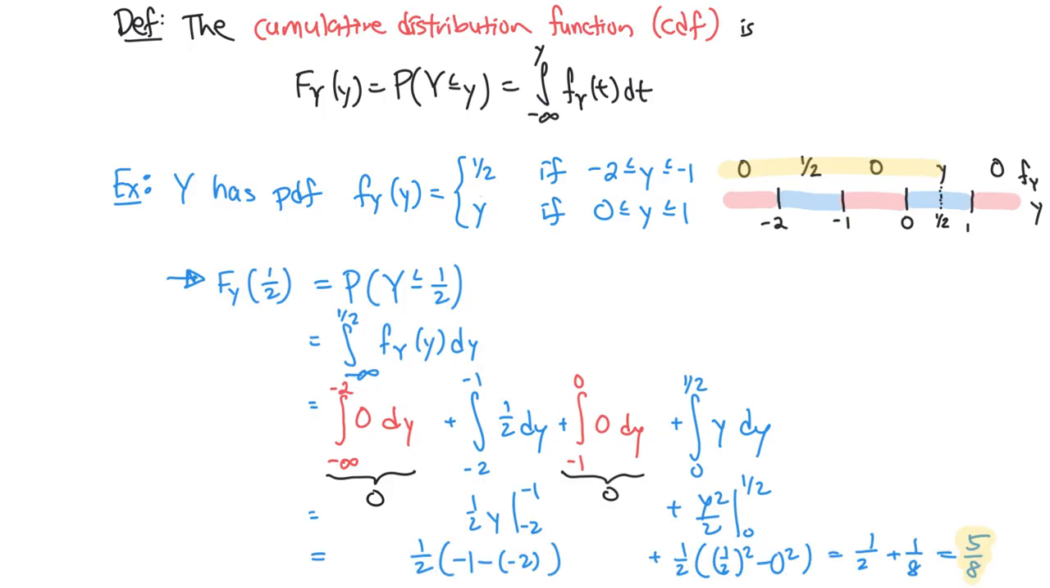Plug in the limits on the integral, do a little arithmetic, and we find that the CDF value at a half is 5/8. That means that when this random variable is picked, there is a 62.5% chance that it will be less than or equal to a half.